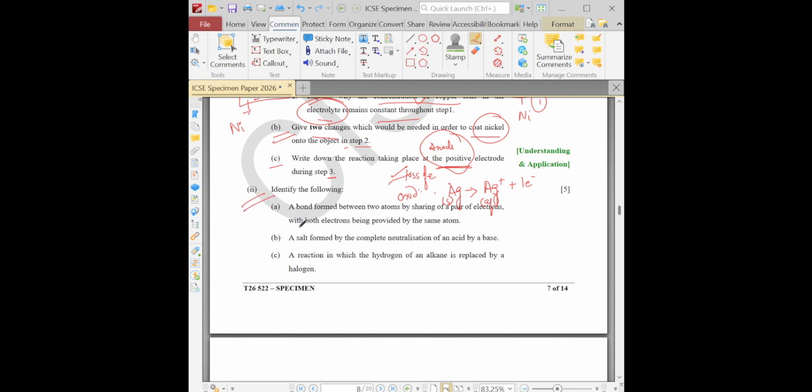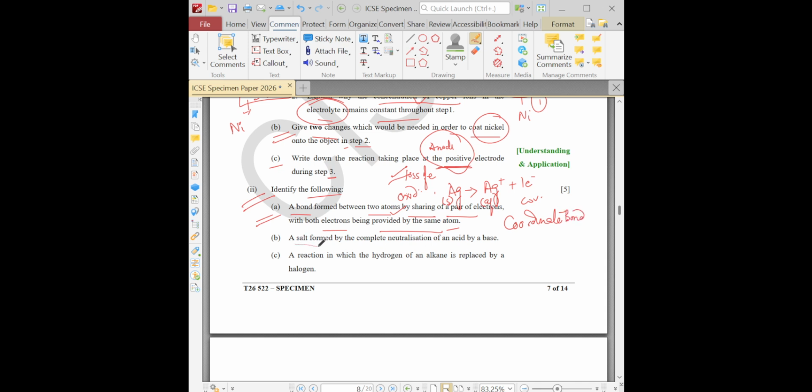Now next we come to the second part. Here you have to identify. So these are the definitions given. You have to read and understand and then identify. They are talking about which of the following things. So first, a bond formed between two atoms by sharing a pair of electrons, and both are provided by the same atom. So always remember, when it is equal sharing, then it is covalent. When it is from one side, then it is always a coordinate bond. Okay, so we are talking about a coordinate bond.